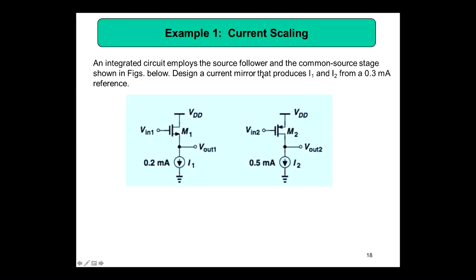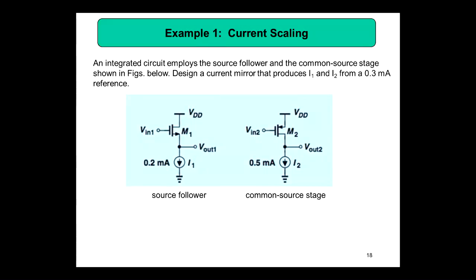Design a current mirror that produces I1 and I2 from a 0.3 milliamps reference. So your band gap reference, or the golden current, is 0.3 milliamps. You have only one band gap reference, but you have two circuits. In the two circuits, you have two current sources. So you want to use this golden current to bias these two circuits. So using one band gap reference, you have to generate two currents and then bias these two current sources. That is the question, and it is not very difficult to do.